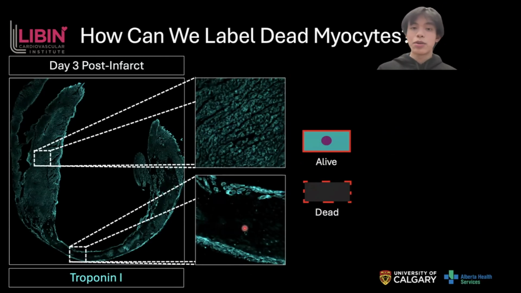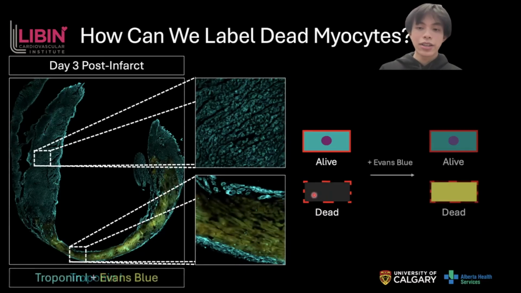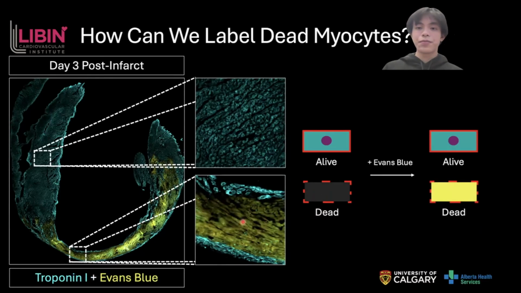But these dead cells are permeable from holes in their membrane, which means that proteins like troponin can escape, but also chemical dyes like Evans blue can enter these dead cells. So we injected Evans blue one day after the infarct. And in yellow here, we can see that it highlights all of the dead cells in the infarct region. And if we look even closer, we can tell that these dead cells have maintained their cardiomyocyte structure, despite losing functional components such as troponin. So thus, we've termed them ghost myocytes. And now that we can see the ghosts, we can study them.